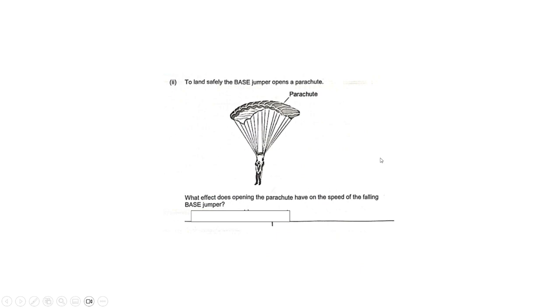To land safely, the base jumper opens a parachute. If you open a parachute, you're going to increase the air resistance because you're increasing the surface area. More air resistance means you have a higher force going upwards. Therefore, the speed is going to decrease, or the base jumper is going to decelerate, which means that he's going to land at a speed that is not going to break his leg or worse.